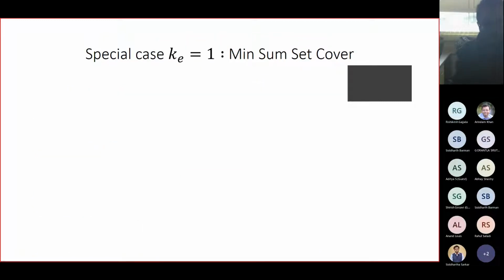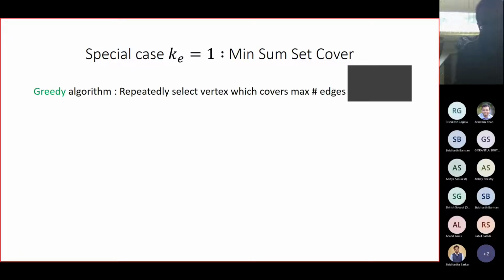Okay, so let's talk about a very special case when all the covering requirements are exactly 1. This is called min sum set cover. And here, as you can imagine, the most natural algorithm is greedy. For set cover, we use a greedy algorithm, and why not do the same thing here? And indeed, we repeatedly select the vertex which covers the maximum number of edges.